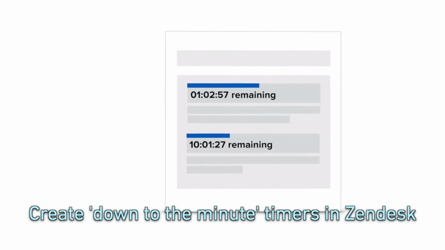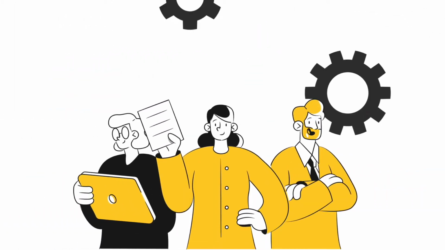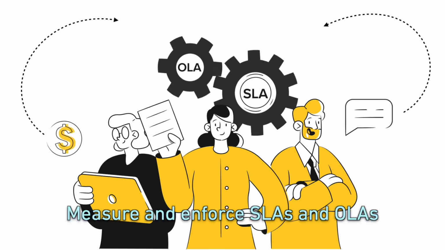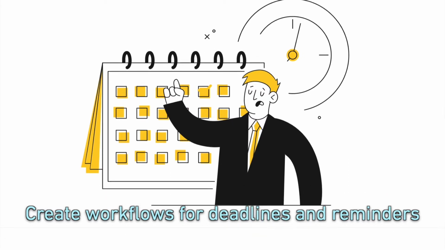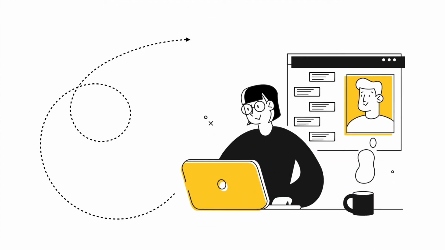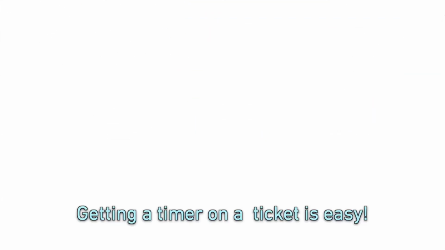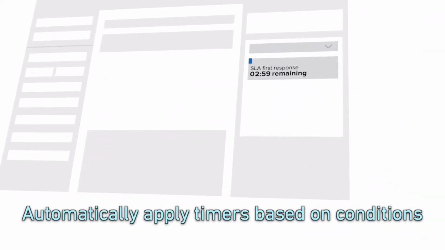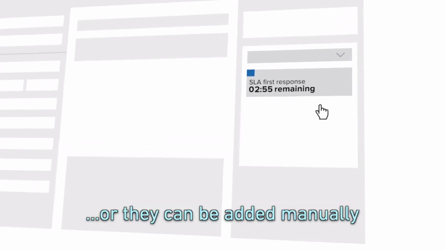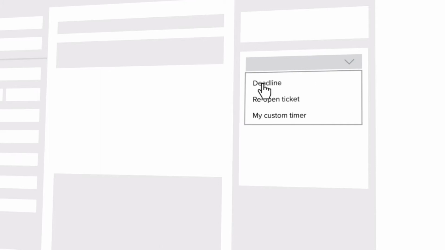You can create down-to-the-minute timers on Zendesk tickets to facilitate just about any time-based use case you can think of. Whether it's measuring and enforcing SLAs or OLAs, or creating workflows around deadlines, reminders, or follow-ups, this app has got you covered. Getting a timer on a ticket is easy. You can either have them automatically added based on ticket conditions, for example when a ticket is created, or they can be added manually by selecting them from a list.